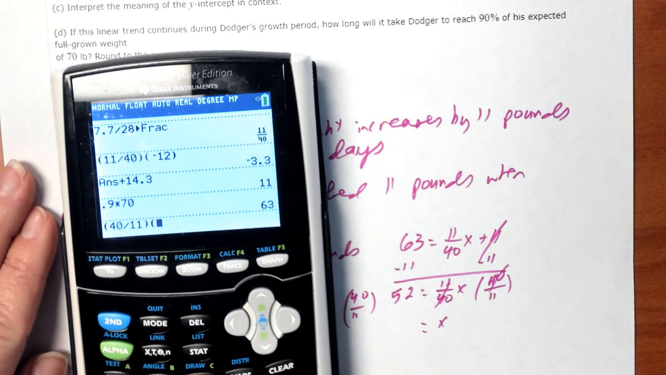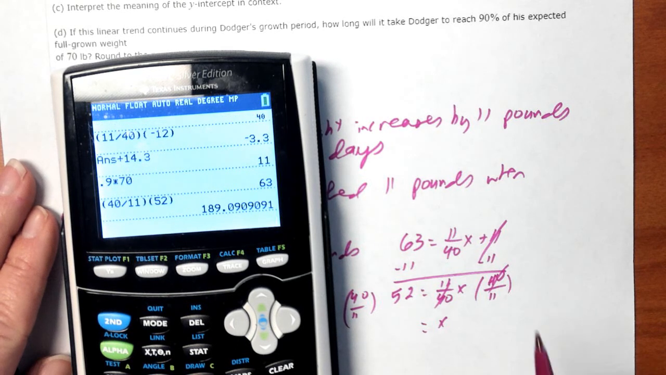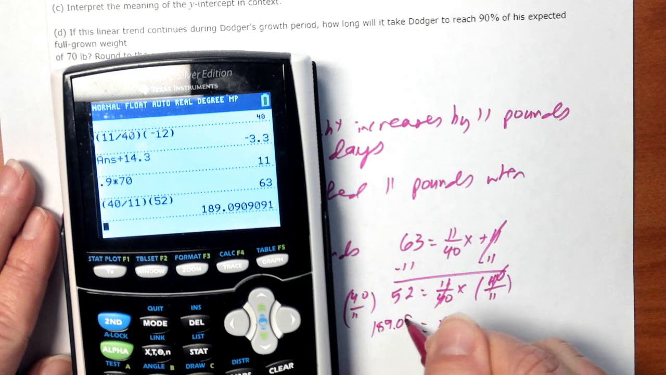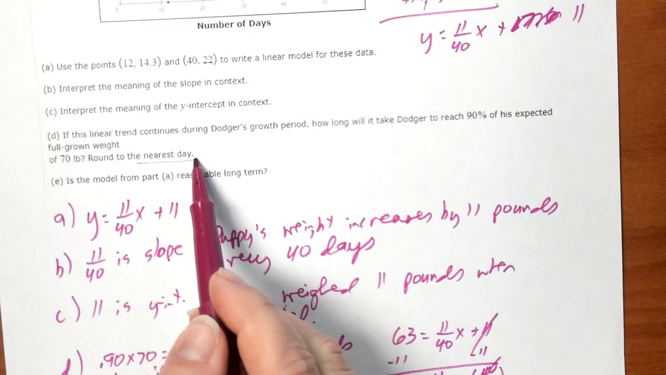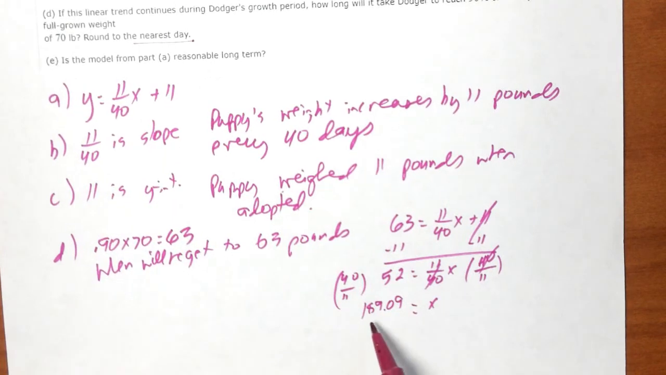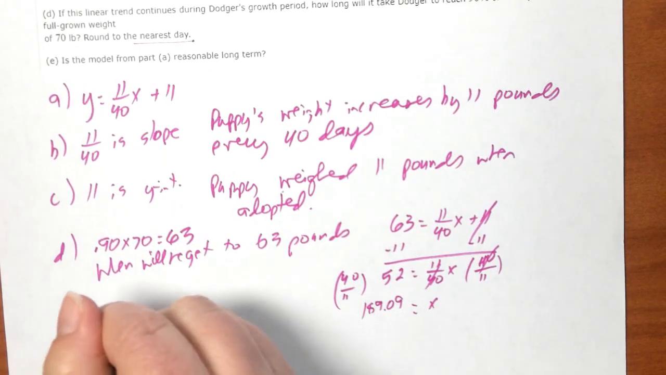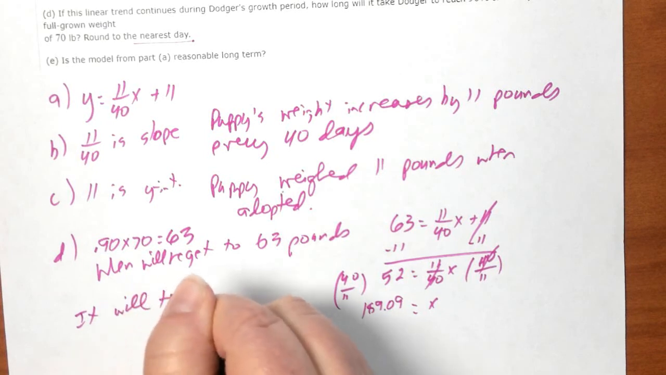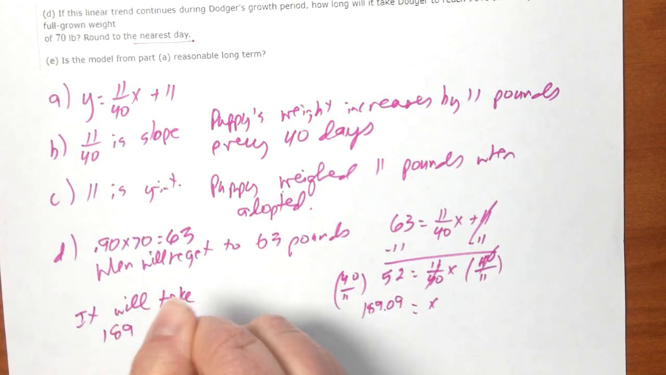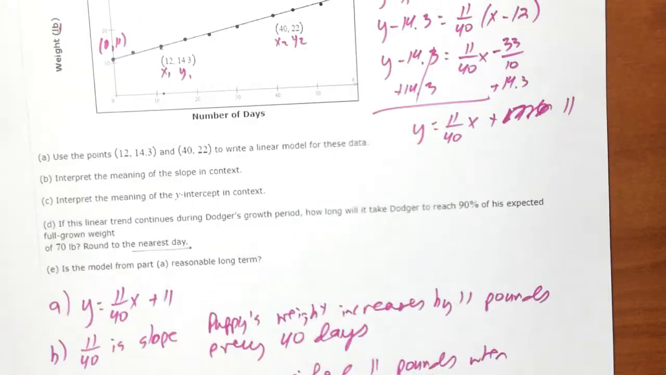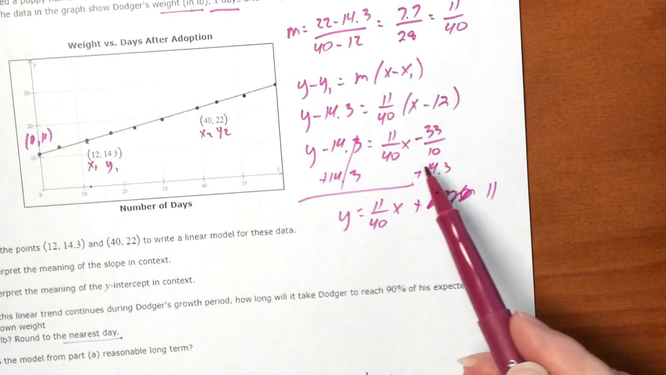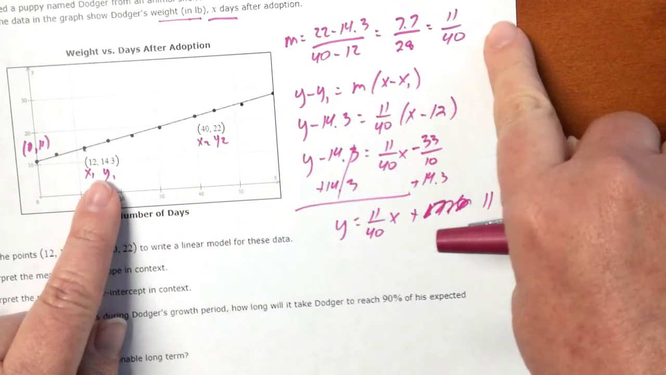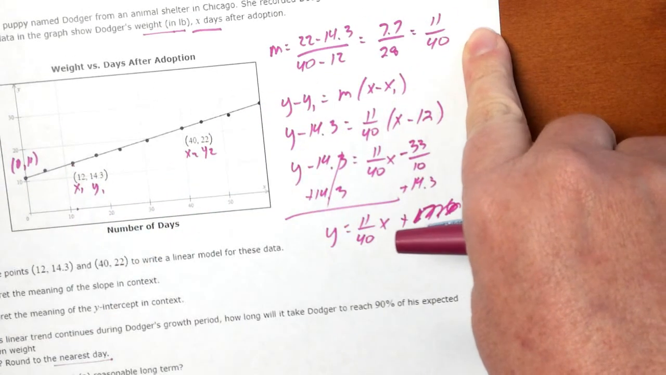So 40 over 11 times 52 is 189.09. You can round that off there. They said round to the nearest day, so that would be the nearest whole number. So it's going to take about 189 days. So in other words, if I went out here to 189 days, which is way out here, 50, 60, 70, all the way out to 189 days, my graph would be up there at 63 pounds.